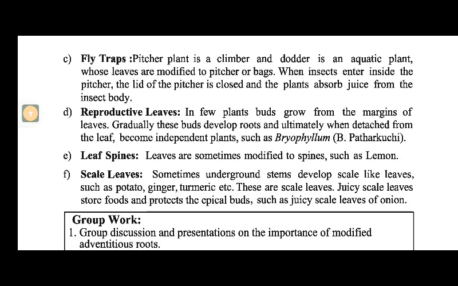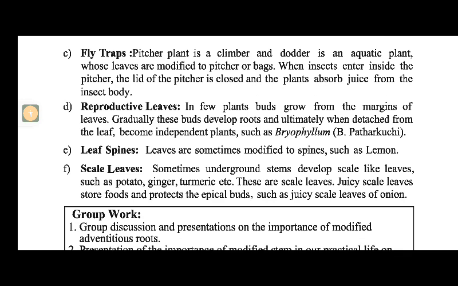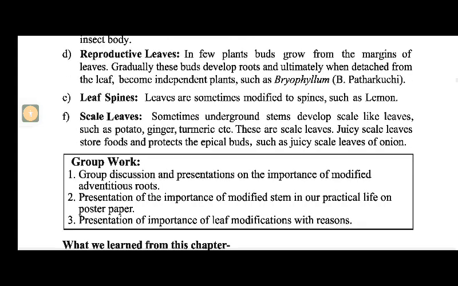Fly traps. Pitcher plant is a climber and Utricularia is an aquatic plant whose leaves are modified into a pitcher or bag. When an insect enters inside the pitcher, the lid of the pitcher is closed and the plant absorbs juice from the insect body. Reproductive leaf. In a few plants, buds grow from the margins of the leaves. Gradually, these buds develop roots and ultimately, when detached from the leaf, become independent plants, such as Bryophyllum.